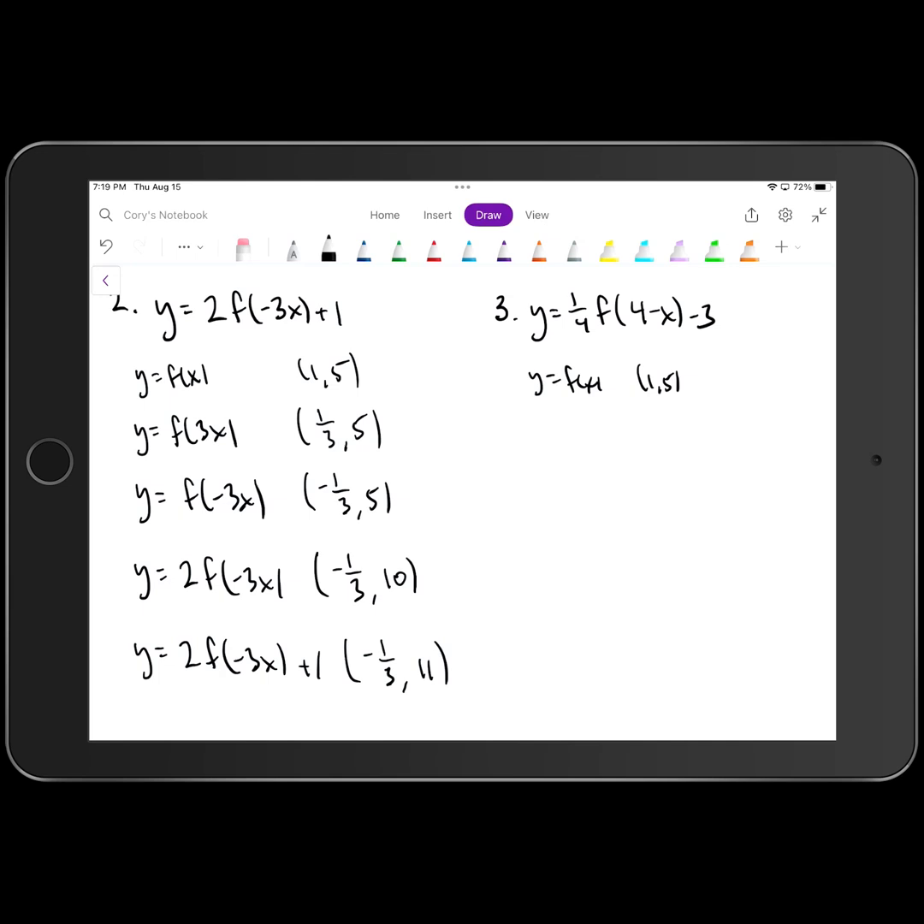Okay, so is there a horizontal shift to be performed? Yes, there is. So the next function we want to look at here is f of x plus 4. Then I'm going to work from inside of my function out. So next I'm going to take the opposite of the x value. So that's negative x plus 4, which is the same thing as 4 minus x. Next step is for me to multiply out front by 1/4, which is going to be a vertical compression. Last step is to subtract 3.